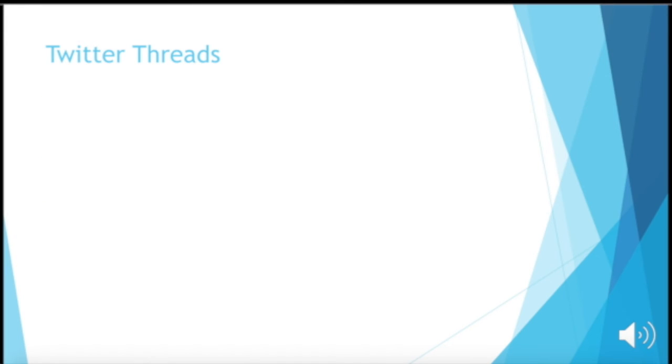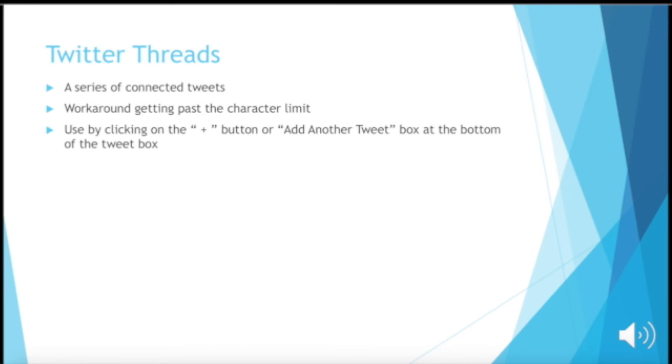Twitter threads are one of the key gems of Twitter. They allow you to connect your tweets on the same subject into a chain and keep them all together the same way you would messages in, like, a text message chain, for example. This is a great workaround for the character limit that often overwhelms or scares people about Twitter. To connect your tweets and make them into a thread, you simply click on the plus sign or add another tweet box at the bottom of your first tweet in that chain, and you're good to go.